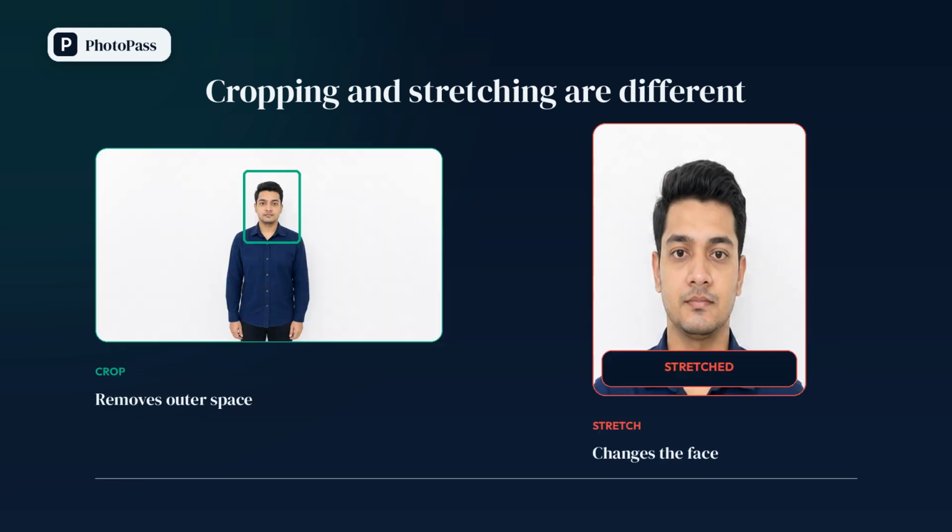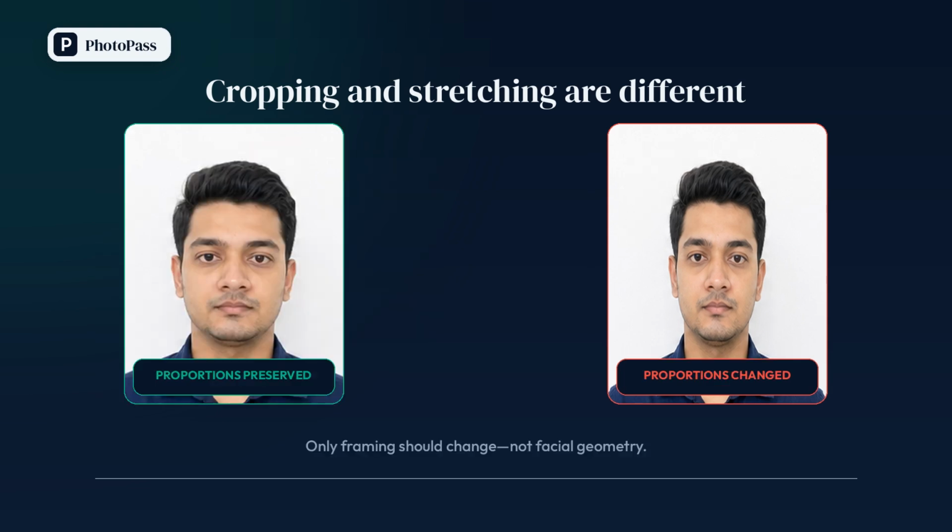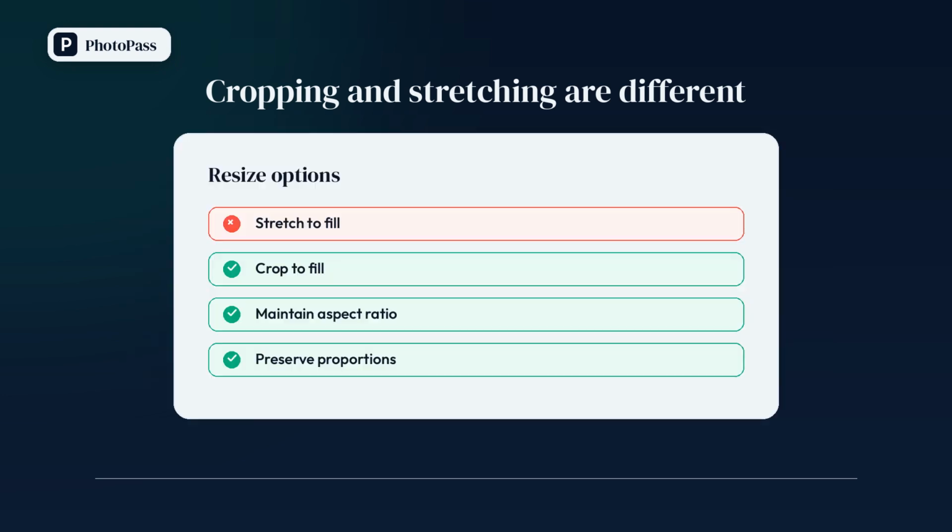Cropping and stretching are not the same thing. Cropping removes unnecessary space around the subject while preserving the person's natural proportions. Proportional resizing makes the cropped photograph larger or smaller without changing its shape. Stretching changes the width and height independently, which changes the shape of the face. Never select an option called Stretch to Fill. If your software offers Crop to Fill, Maintain Aspect Ratio, or Preserve Proportions, use one of those options instead.